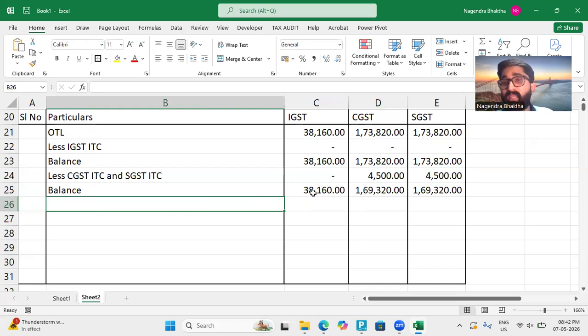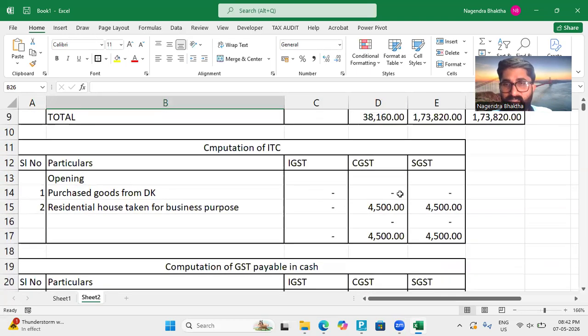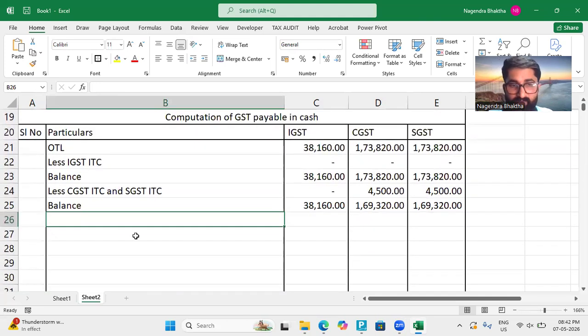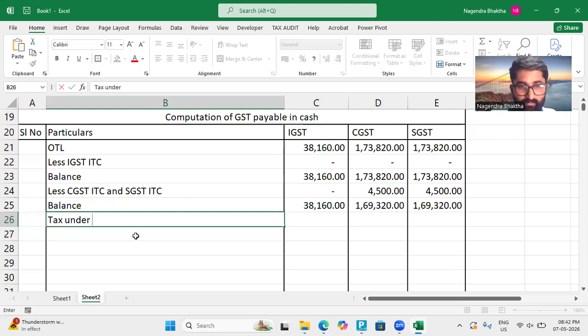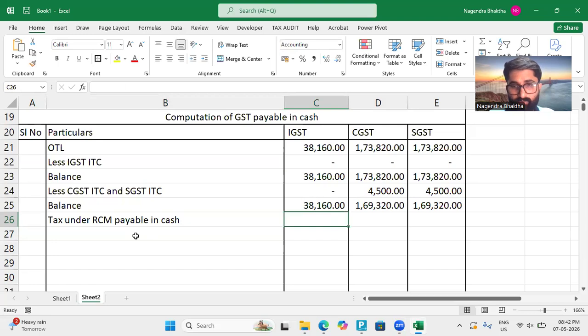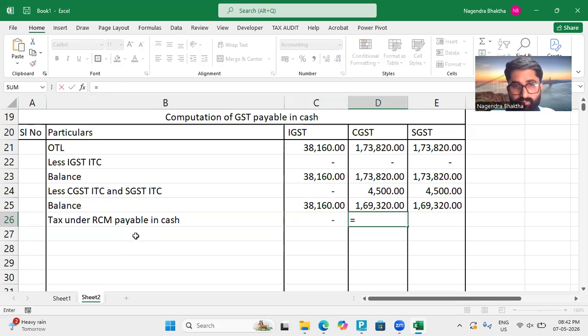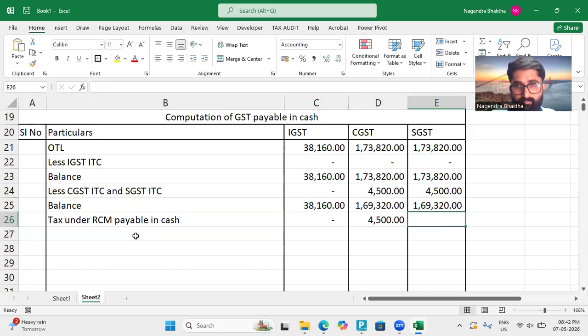So this is the balance. But is it the balance payable in cash? No. RCM you have to pay? Look at the irony here. First RCM you have to pay and later you have to take ITC. So I have taken ITC here, but I did not pay. So I have to pay that tax under RCM, payable in cash. 0, 4,500, 4,500. This is payable in cash.